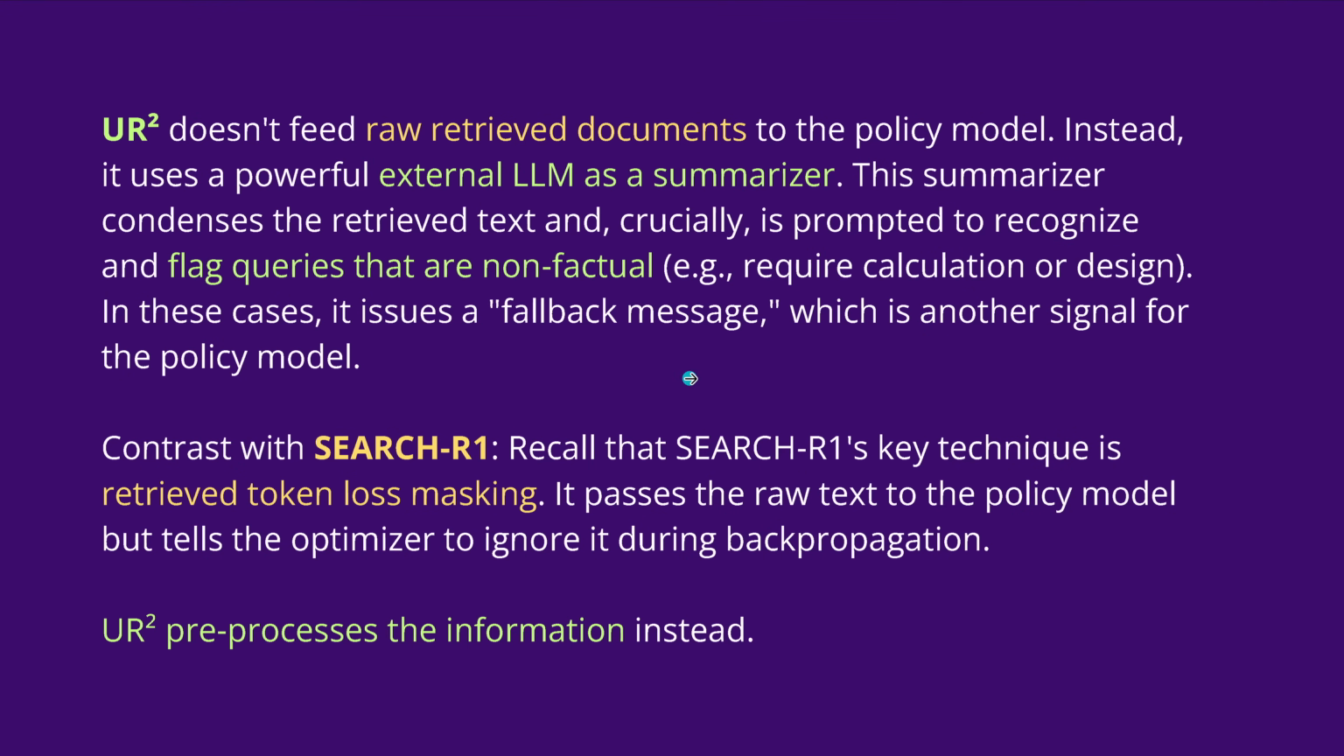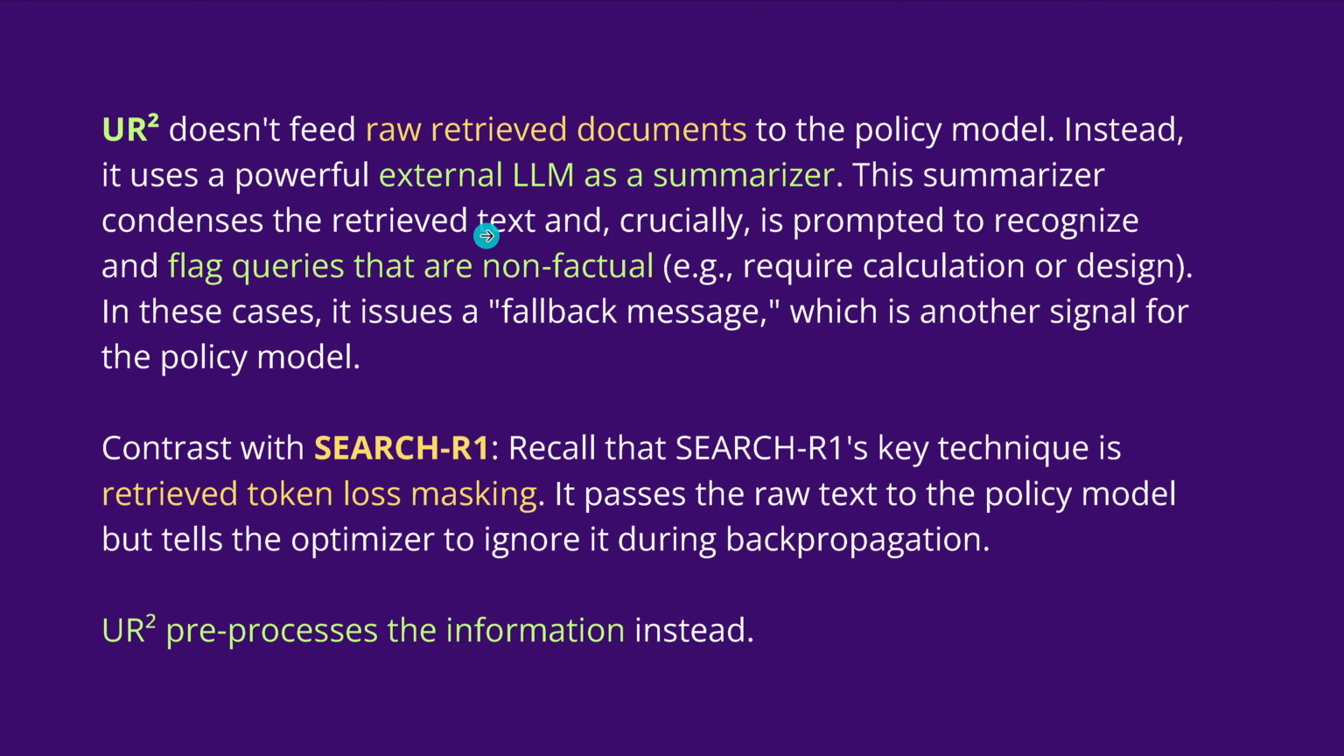Now this is interesting because you remember Search R1, I told you that the key technique that they used is the retrieve token loss masking, and we went through an example. Now here UR2 has another idea. They say, you know what, we need an intelligence to do this for us. So we need a pre-process of this information. We don't want to do the loss masking at all.